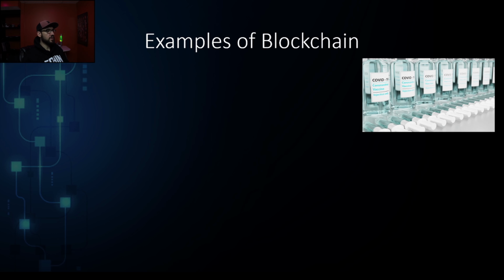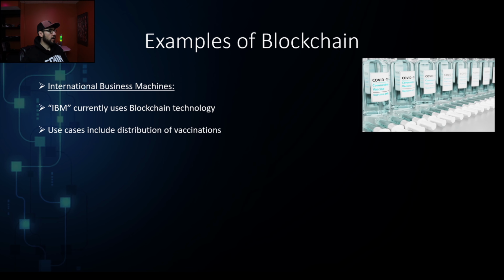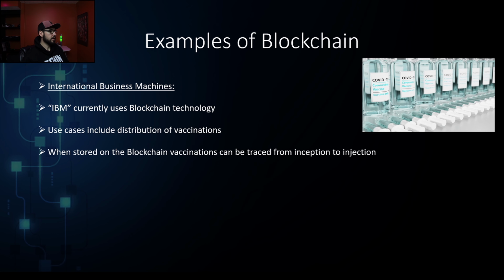So here I have some examples of blockchain technology. International Business Machines, otherwise known as IBM, currently uses blockchain technology. Their use cases include distribution of vaccinations, like the COVID-19 vaccine. And once stored on the blockchain, these vaccinations can be traced from inception to injection.